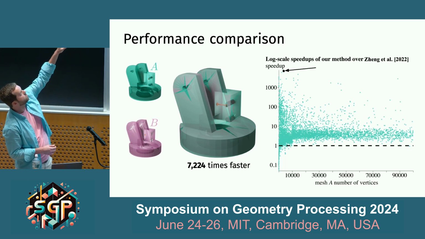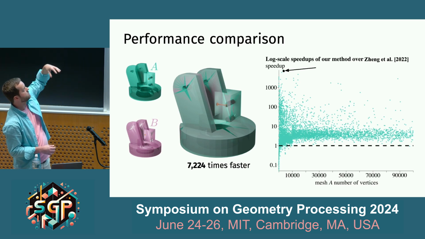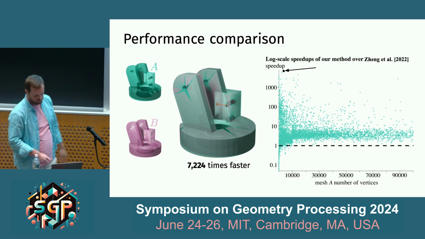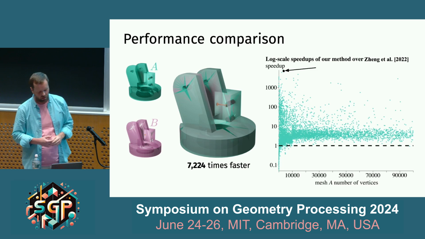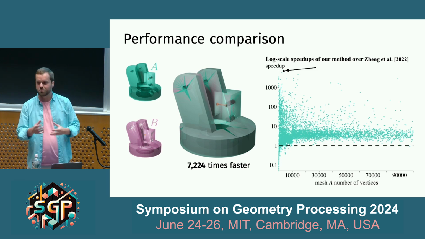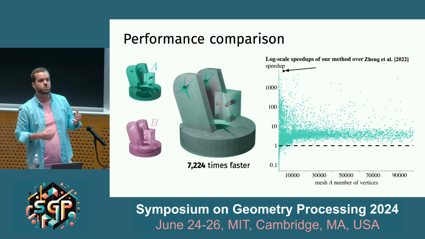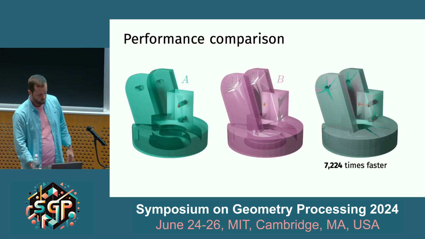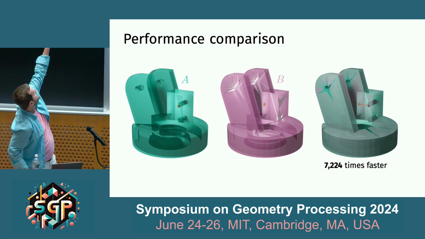So the first one is one of the highest points, so the biggest speed up for our method. In this case, our method was 7,000 times faster for this pair that has a lot of intricate parts, internal parts. The yellow point on A is the maximizer of the distance to B.